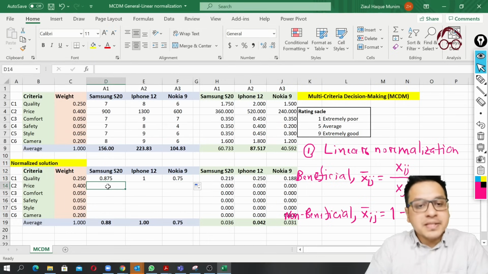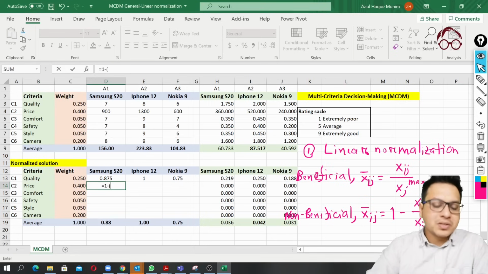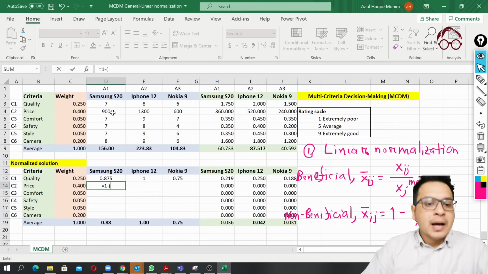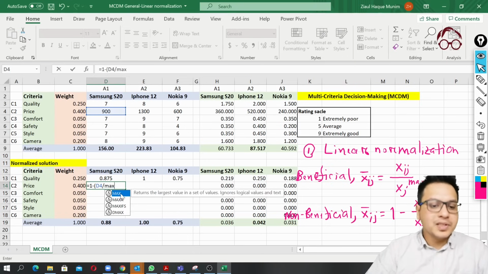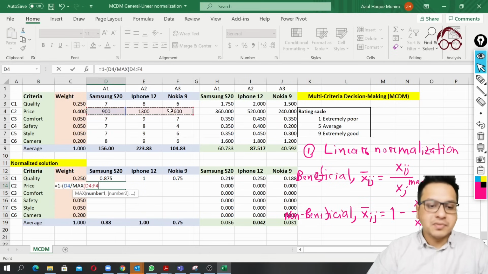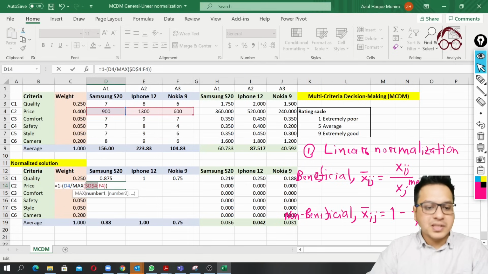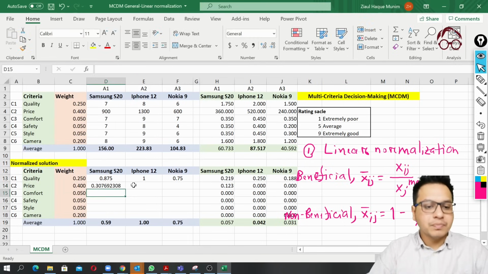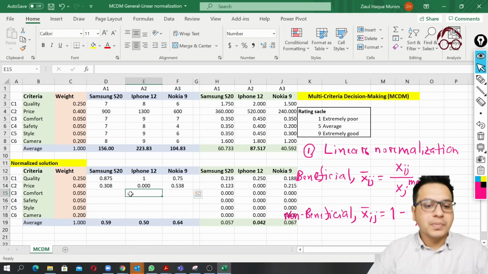Now let's come here. Here it's a non-beneficial criteria. So what we have to do is go for 1 minus, and then start a bracket. Here is our value, and this value has to be divided by the max of this range. We close the bracket, and here we are going to fix these values. Then we are going to drag it. Just to make sure that it looks nicer, we are going to have these 3 digits for all of them. Yeah, great.